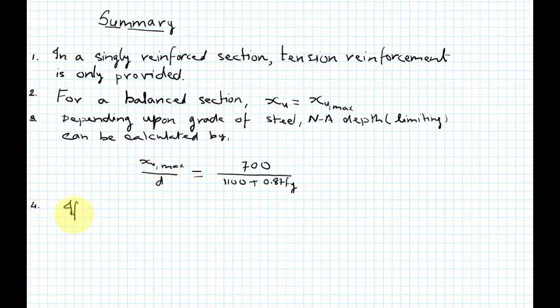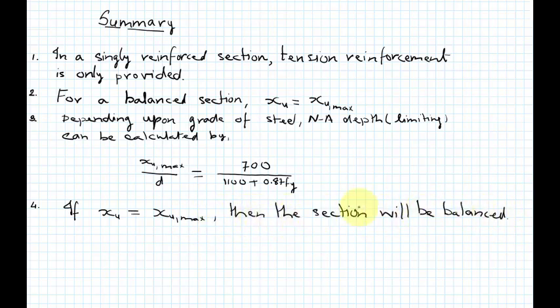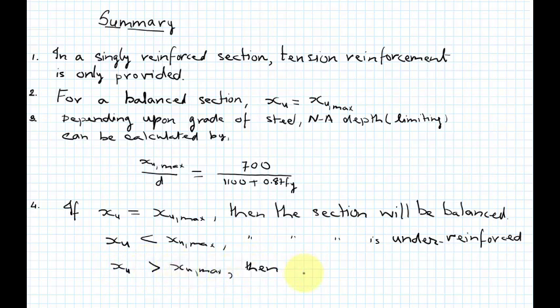Fourth, if the neutral axis depth XU is equal to the limiting neutral axis depth, then the section will be balanced. If XU is less than XU max, then the section is under reinforced, and if XU is greater than XU max, then the section is over reinforced.